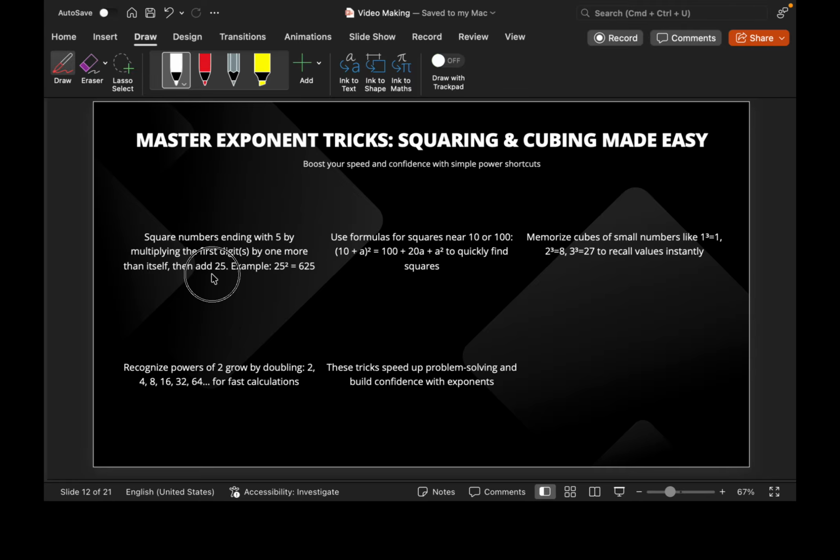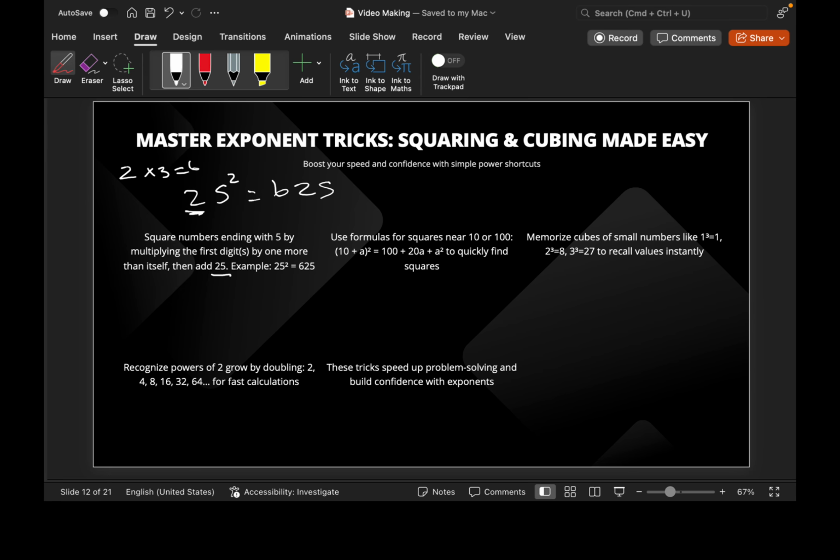Let's take an example of 25. How do we do it? Just simply write 25 at the end and multiply the first digit with its successor. 2 into 3 becomes 6. Write it here. As simple as that. It works for any number that ends with 5.